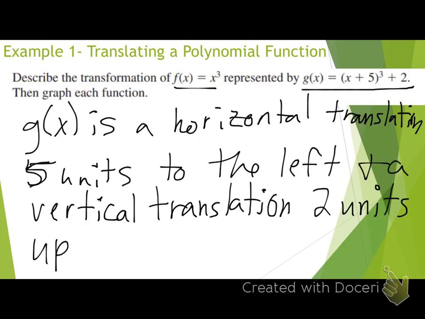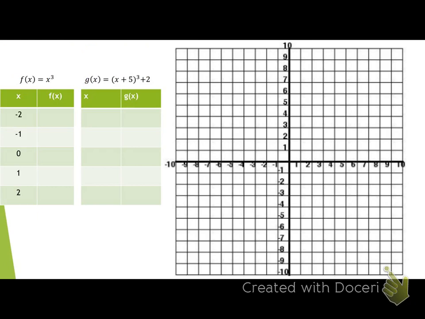Graph each function. This is where our graphing calculators come into play. Now, last year when I taught Algebra 2, I had us use a table of values to graph these. This year, I'm letting you use the graphing calculators, and we're just going to draw a sketch of our graphs on our paper. Everyone okay with that? Sweet. So, I'm going to type in f of x equals x to the third. Does everyone know how to do that on their graphing calculators?